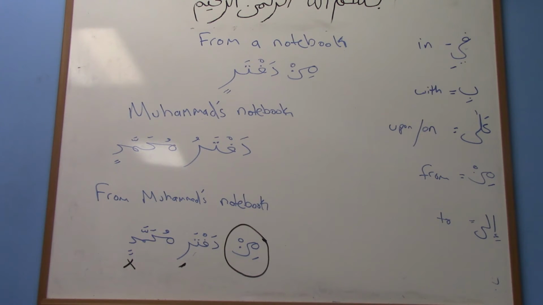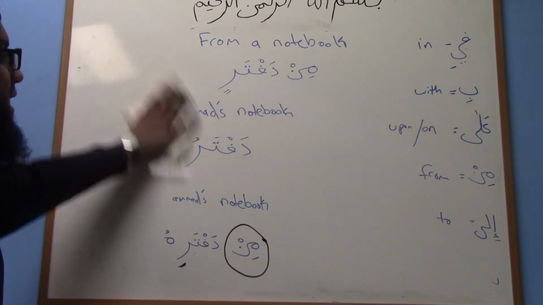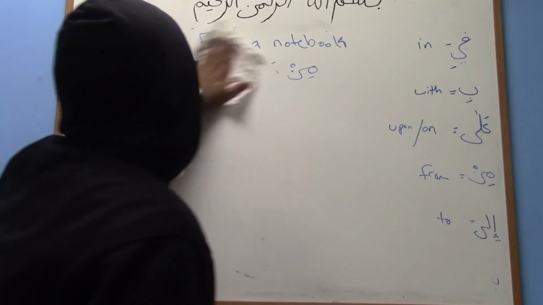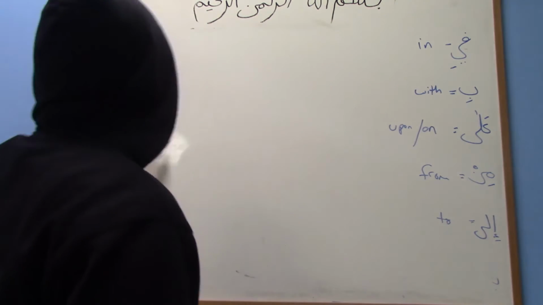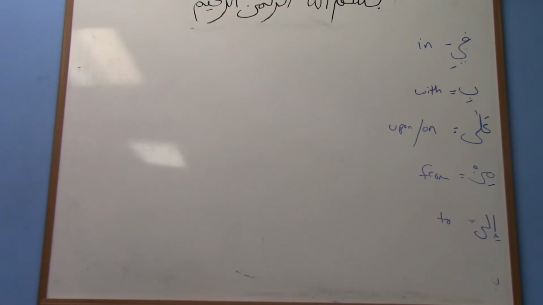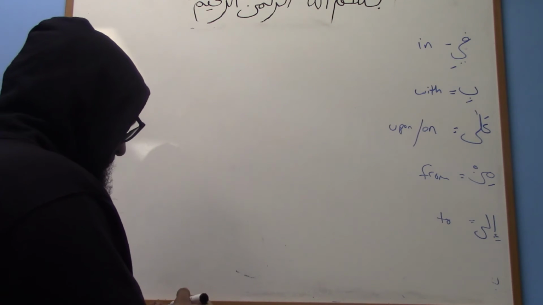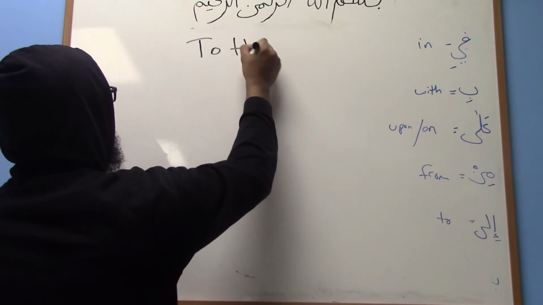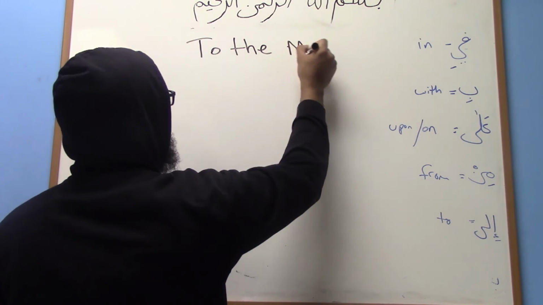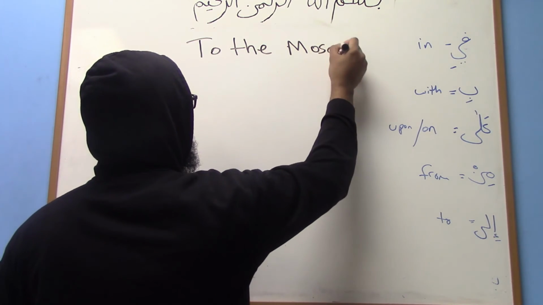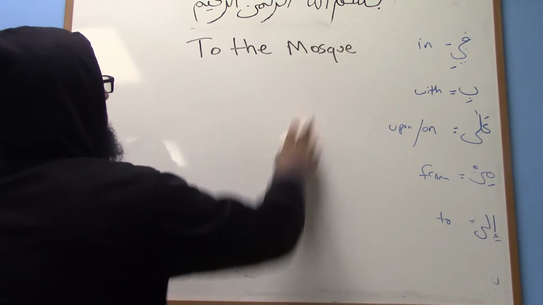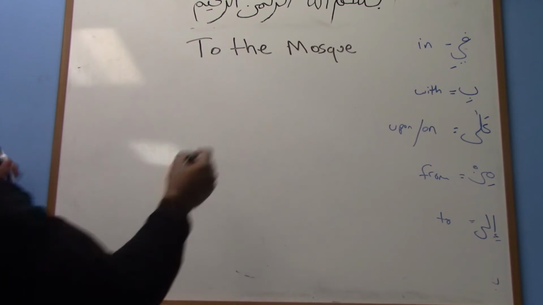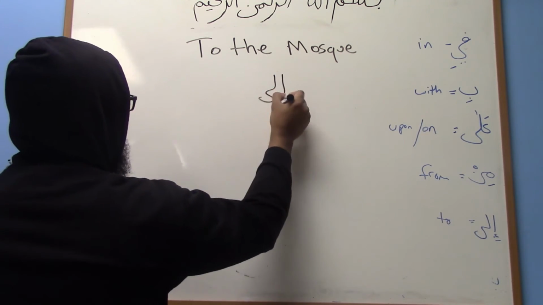One more example of this. This will be homework as well. I want you to do it the same exact way I'm doing it. So let's do to the masjid, or mosque. How do you say to the mosque? Ila al-masjid.